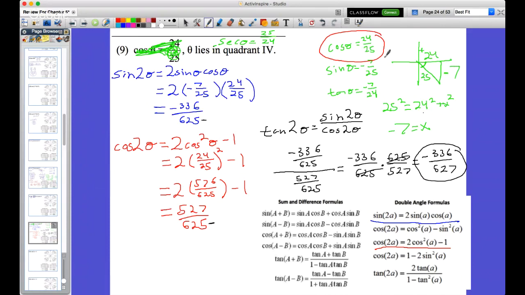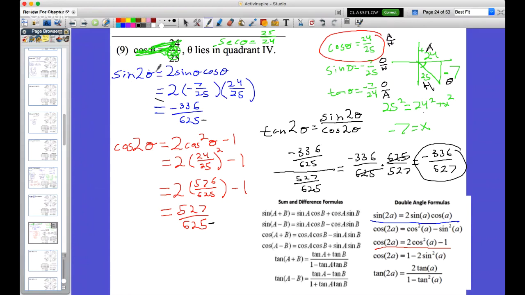And eventually we did, just a little recap, not opposite over hypotenuse, adjacent over hypotenuse. Silly me. Cosine is adjacent over hypotenuse. The sine is opposite over hypotenuse. And then the tangent is opposite over adjacent. So this is our adjacent side, our opposite side, and our hypotenuse.